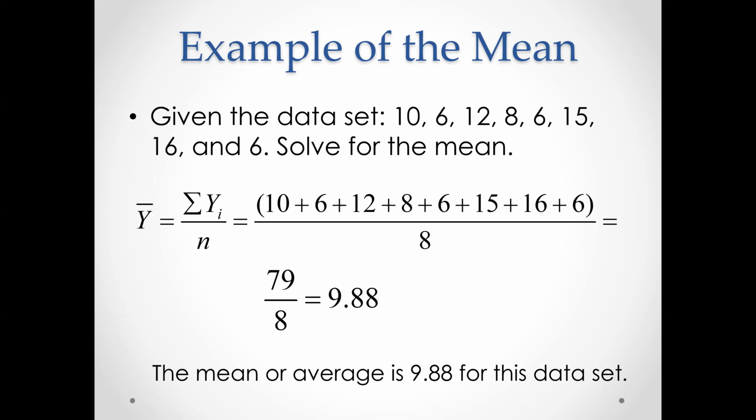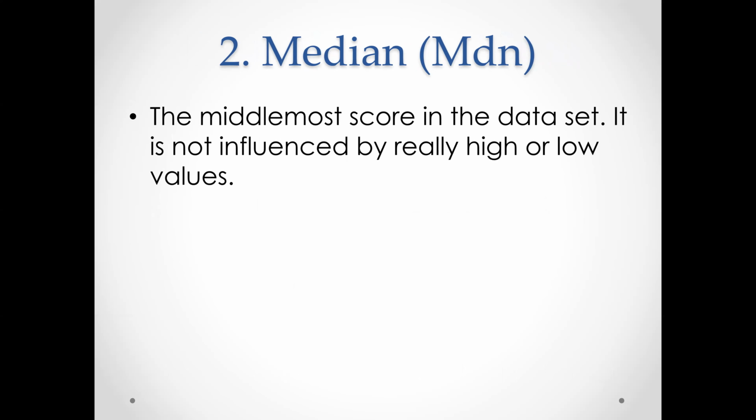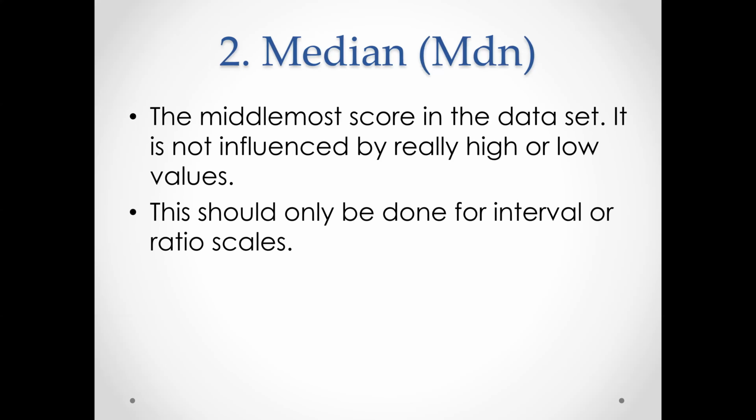The second index for central tendency is the median. The median is the middlemost score in a data set. It is not influenced by really high or really low values. This, again, should only be used for interval or ratio scales. It cannot be used for nominal or ordinal data sets.